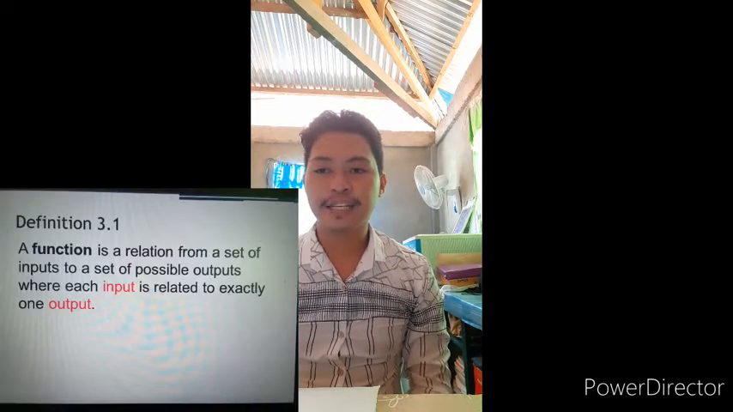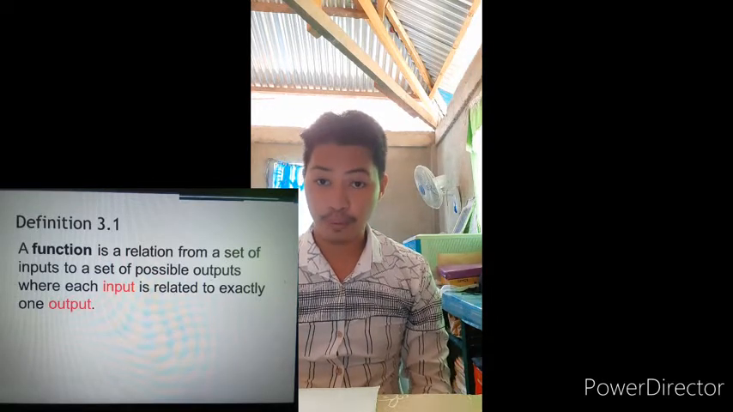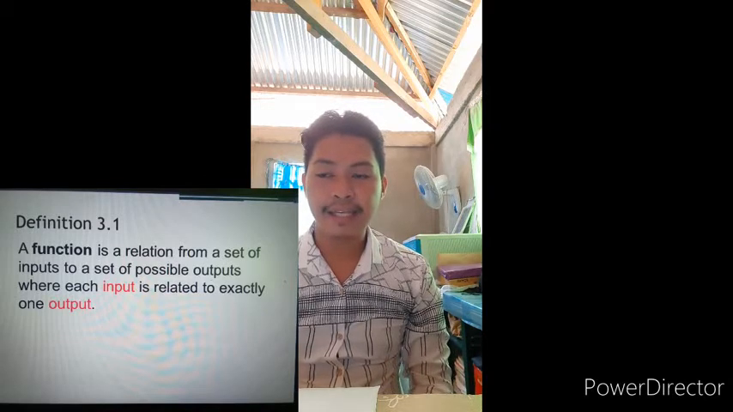A function is a relation from a set of inputs to a set of possible values or outputs where each input is related to exactly one output. It's like a machine: whatever you put into that machine, there is a unique outcome. Like when you cook rice, it will not turn into corn. That is an analogy of a function.